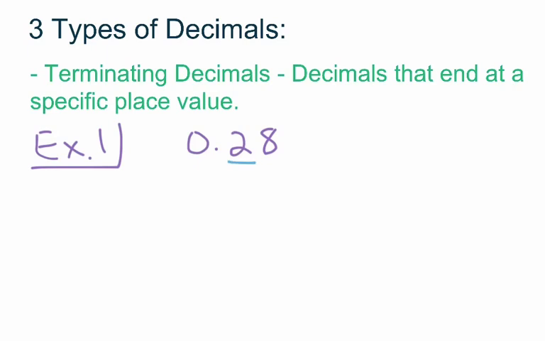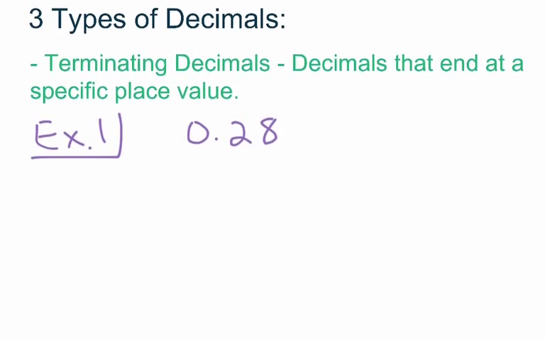We should know that with decimals, the first number to the right of the decimal is called the tenths place. The second number after the decimal is called the hundredths place. Those keep going on: tenths, hundredths, thousandths, ten-thousandths. They get difficult to say, but those are the different place values for decimals. So if we're going to convert a decimal to a fraction, we have to pay attention to where the decimal ends. In this example, the decimal ends in the hundredths place.